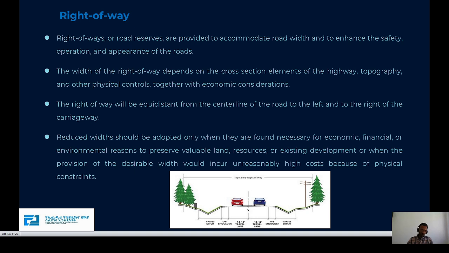A narrow or reduced right of way decreases the cost, and with a wider right of way, the cost will also increase. The right of way is equidistant from the center of the road to the left as well as the right of the carriageway. Overall, the right of way runs from the end of the back slope on the left side to the end of the back slope on the right side.